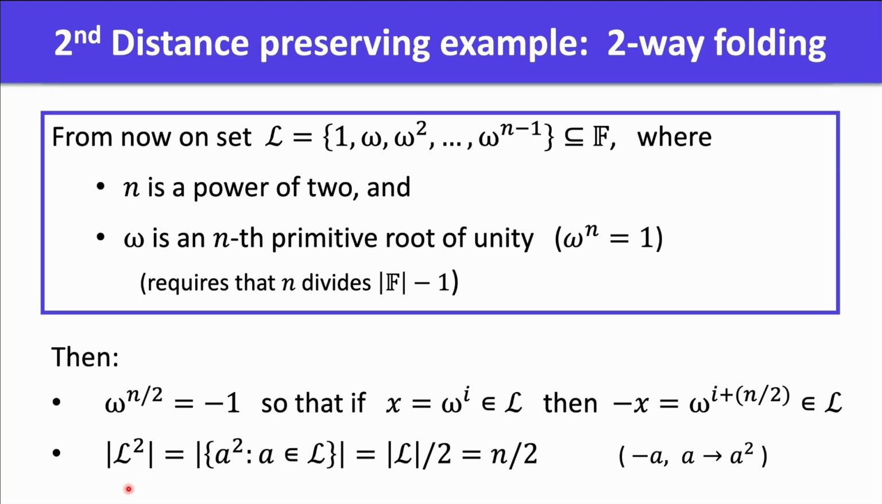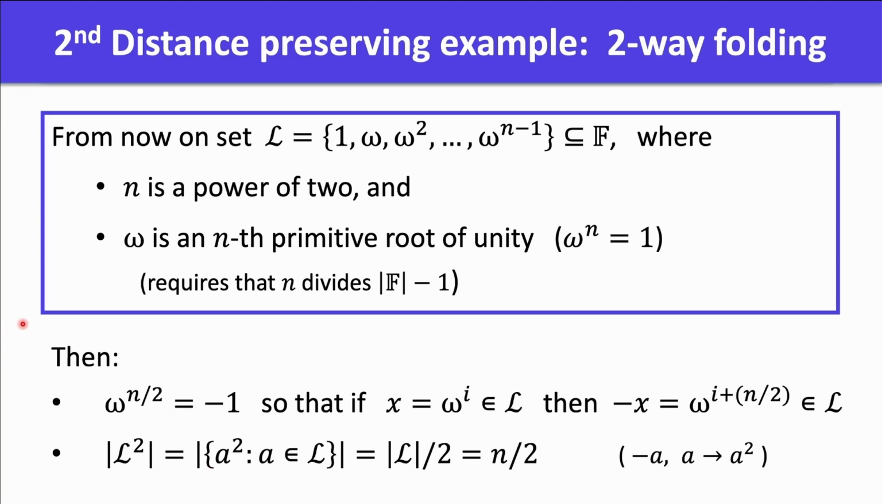The other thing we're going to need is to define the notation L squared, which is basically the set of all squares of elements in the domain. When we square, both minus a and a will map to a squared, which means that squaring is a 2-to-1 map, and therefore the size of L squared is half the size of L. In particular, since we always use n to denote the size of L, the size of L squared is going to be n over 2. Similarly, we can define L to the fourth, which is going to be the set of fourth powers of elements in the domain, and the size of L to the fourth is going to be n over 4, and so on and so forth.